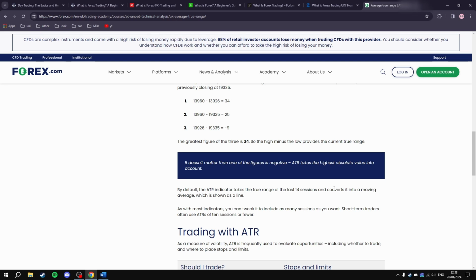By default, the ATR indicator takes the true range of the last 14 sessions and converts it into a moving average, which is shown as a line. As with most indicators, you can tweak it to include as many sessions as you want. Short-term traders often use ATRs of 10 sessions or fewer. Right, okay.